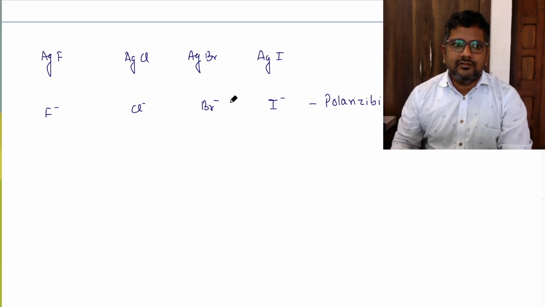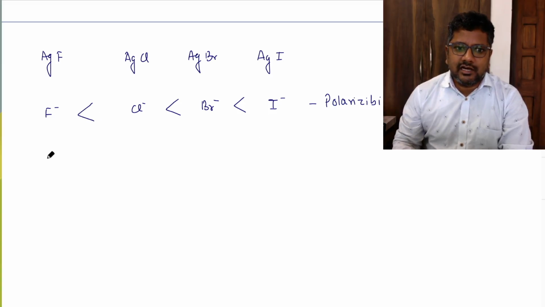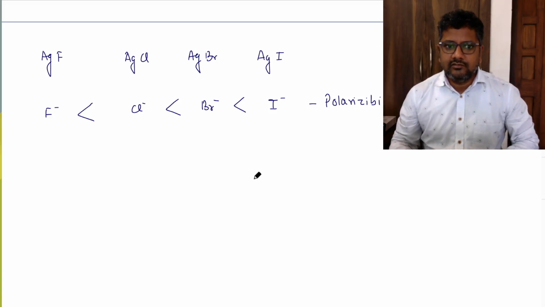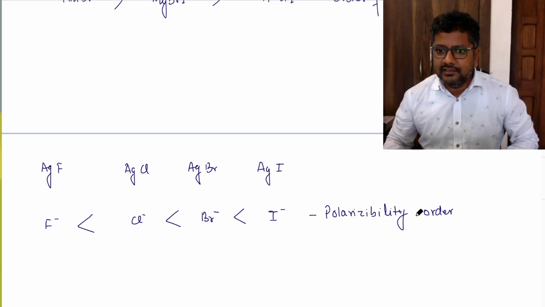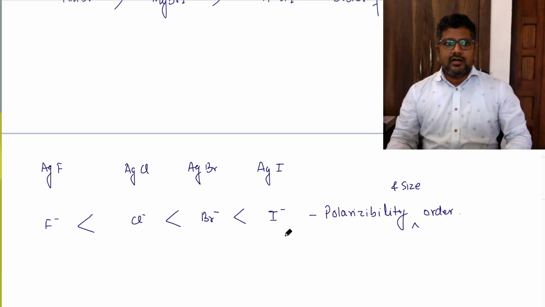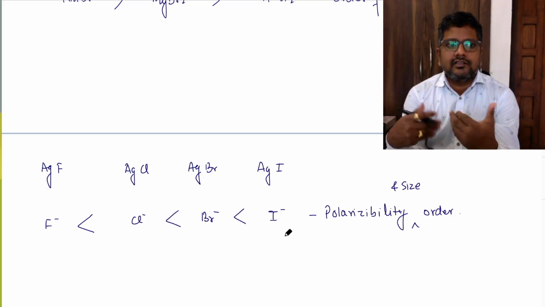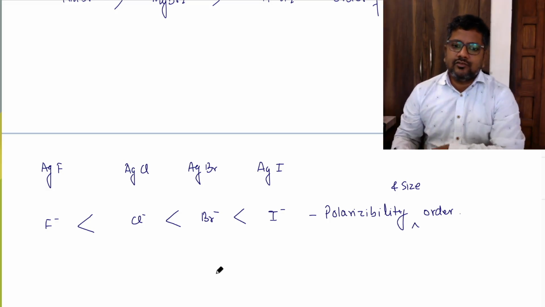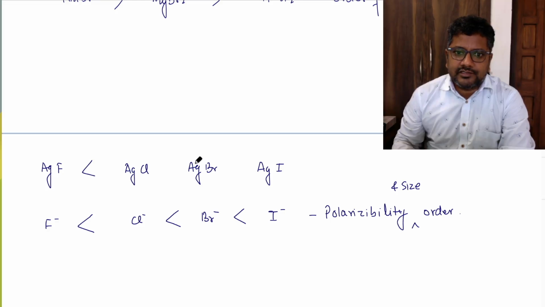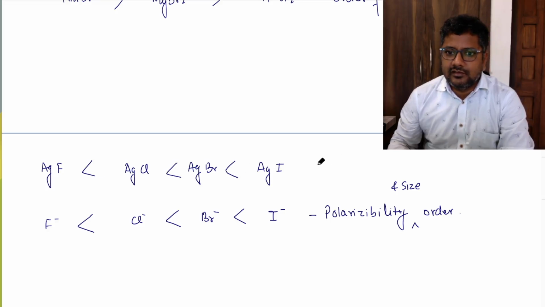If you remember, you were given the idea that if electronic configuration is same, then with increase in size, polarizability increases. So this is the polarizability order, and this is the size order also, F-, Cl-. All of you know that the greater the polarizability, the greater the covalent character with the same cation. So what is the covalent character order here? The covalent character order is this.